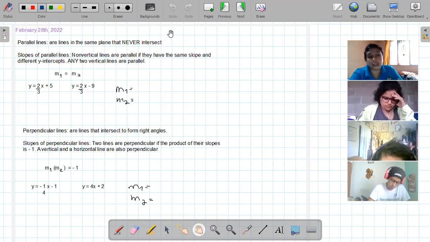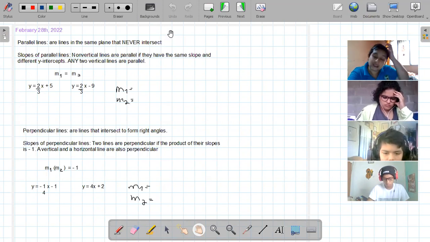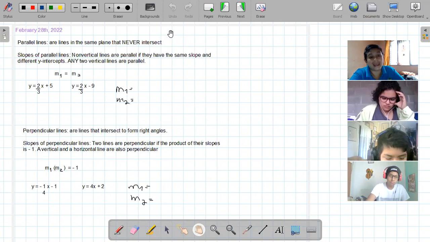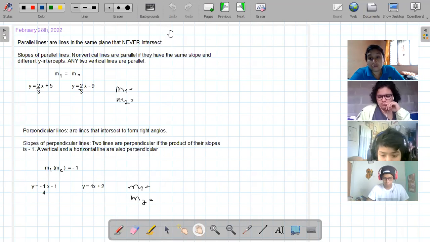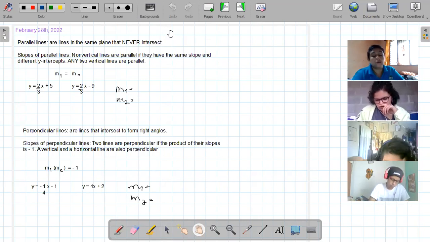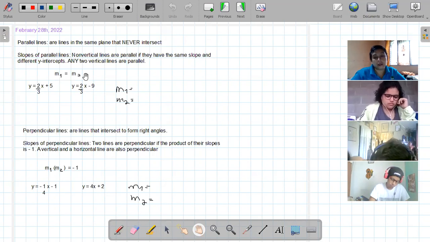Now, what do two or several parallel lines have in particular? Their slope. Non-vertical lines are parallel if they have the same slope. If they have the same slope but a different y-intercept, then you know those lines are parallel. They cannot have the same slope and the same intercept, because they would be exactly the same line, intersecting in every single point. So they have to have a different y-intercept. Any two vertical lines will always be parallel. So for parallel lines, M1 is equal to M2.